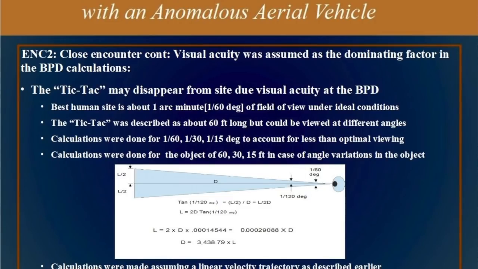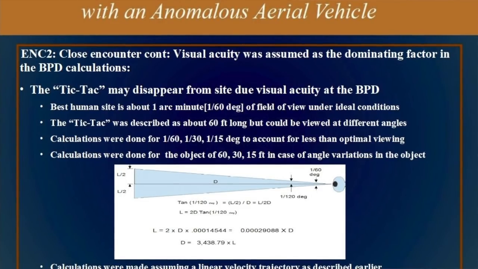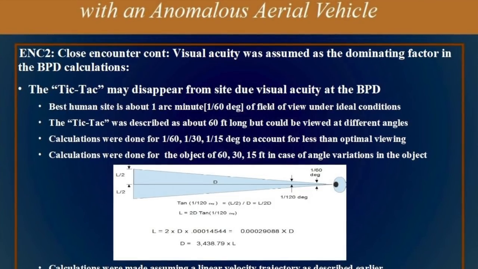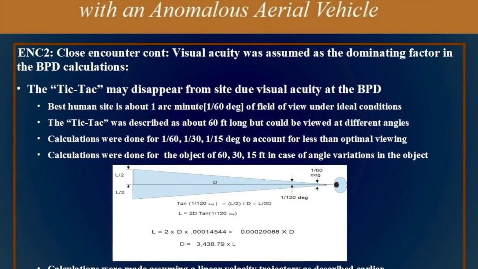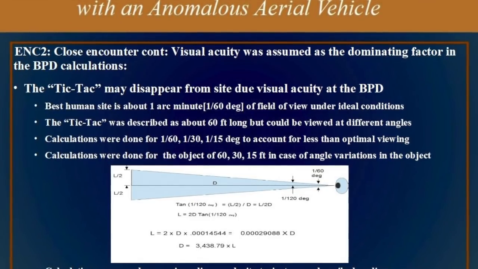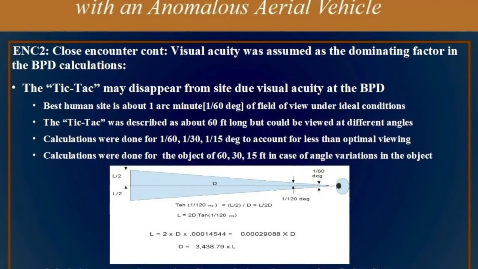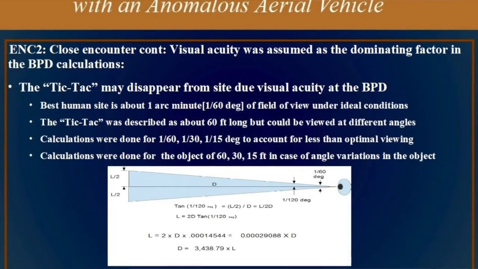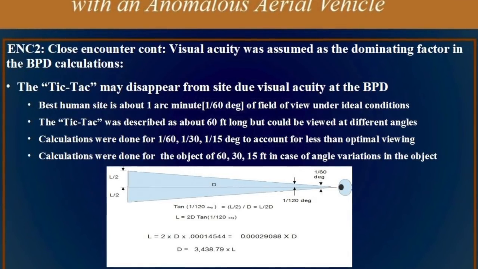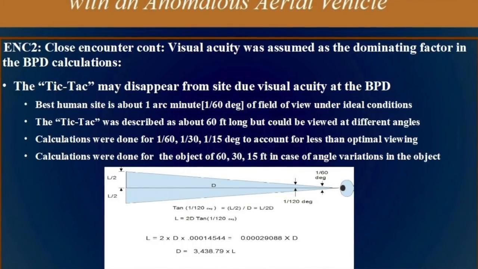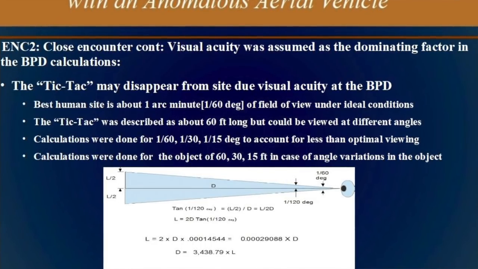Okay. So now we're going to look at visual acuity. I talked about the 1/60th of a degree here, and this little diagram is simple, if you had high school trig or something. The tangent relationships give, if you know the 1/60th of a degree angle of human vision and the approximate size of the object, you can calculate how far away it is. We did those calculations for the case where the object was 60, 30, and 15 feet, and also for angles of 1/60th, 1/30th and 1/15th of a degree. And we made tables. I made tables anyhow.